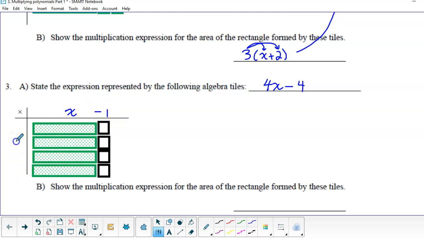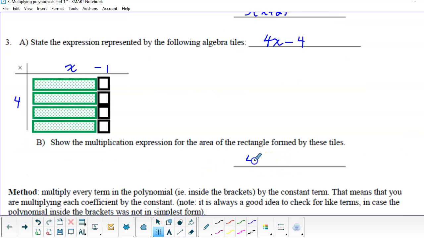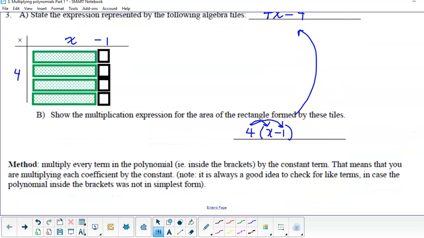And this dimension is 4. Okay, so now our multiplication expression is 4 times x minus 1. Well, how does that relate to this? We want to multiply x by 4 and multiply the constant by 4. So 4x minus 4.